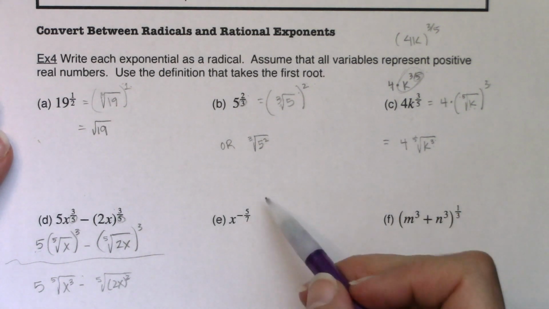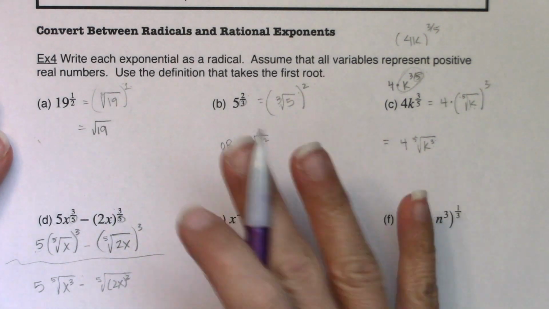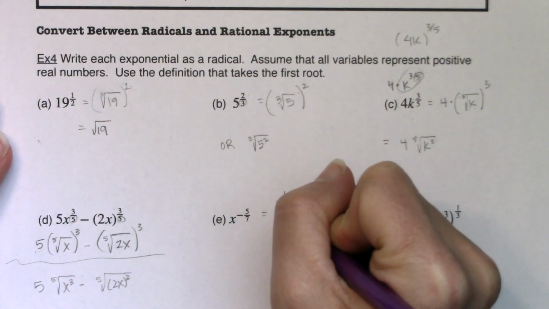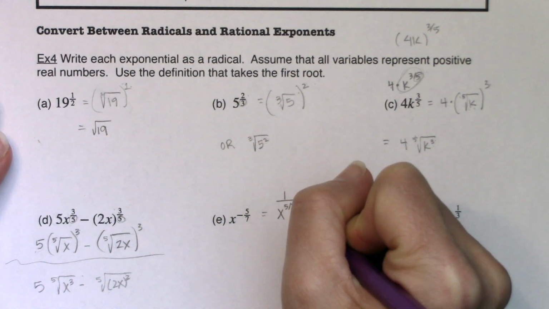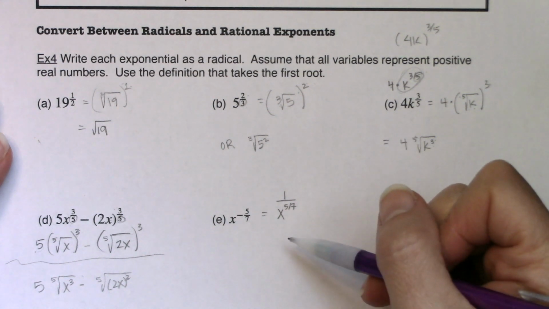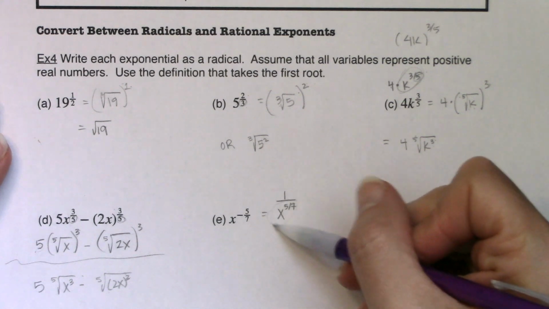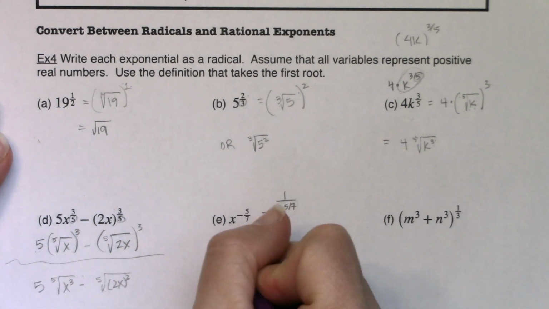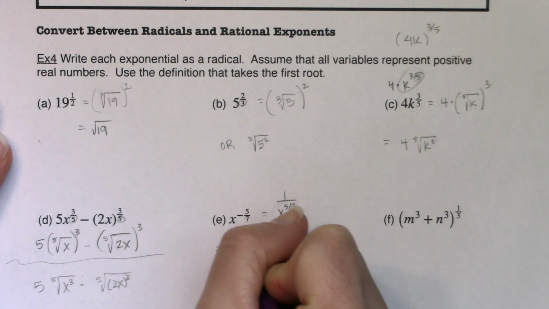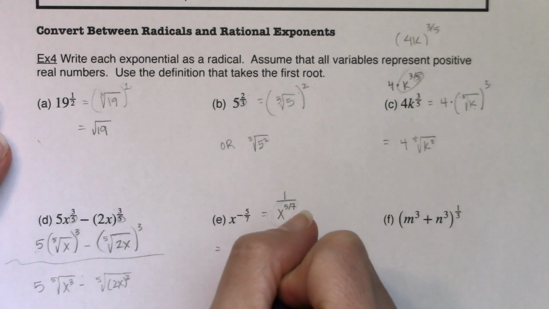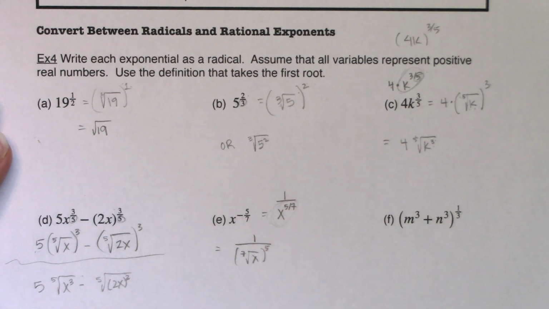All right, so if I look at e, I see that negative exponent. So the first thing I'm going to do is travel it. This is going to be 1 over x to the 5/7. So once I've traveled it, I'm good to go. And let's rewrite this term as a radical, right? So if I want to rewrite this as a radical, I'm going to have the 7th root, my radicand x, and I'm going to raise it to the 5th power.